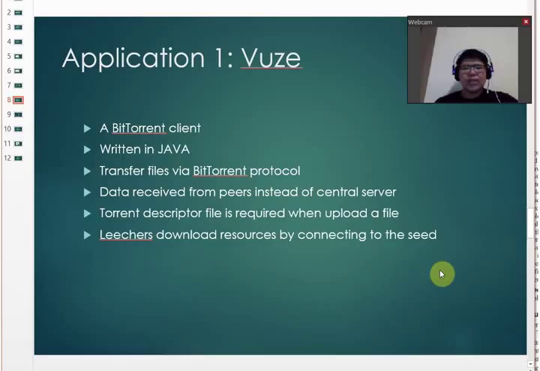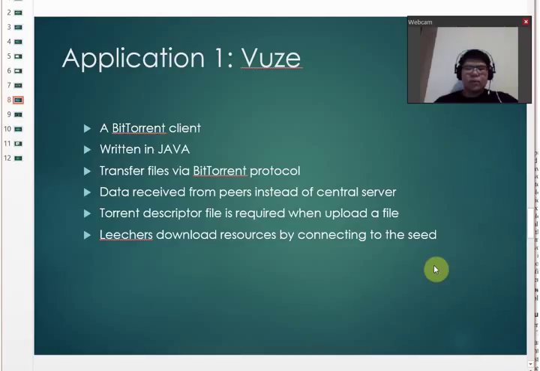So moving on to the next section, I will talk about some sample applications of the P2P architecture or network. The first application I will talk about is Vuze, previously also known as Azureus. Vuze is a BitTorrent client that practices P2P architecture and is written in Java. The purpose of Vuze is to transfer files via the BitTorrent protocol.